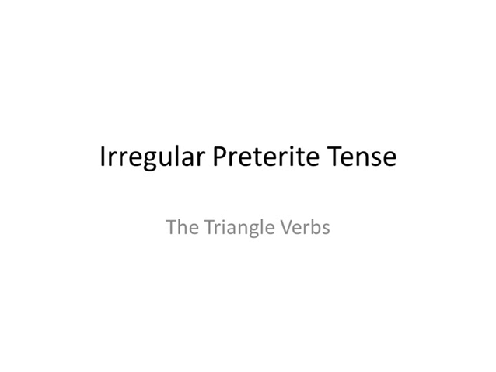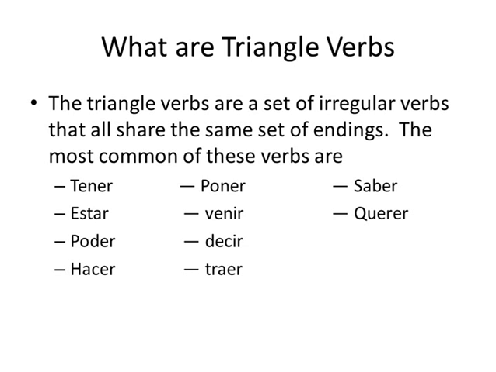Irregular preterite tense, the triangle verbs. What are triangle verbs? The triangle verbs are a set of irregular verbs that all share the same set of endings. Some of the common triangle verbs are tener, estar, poder, hacer, poner, venir, decir, traer, saber, and querer.